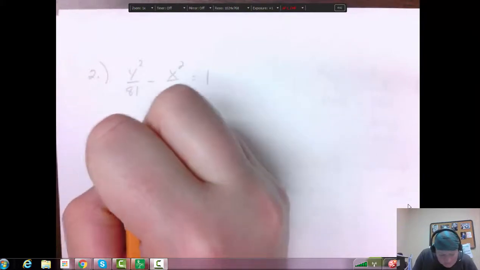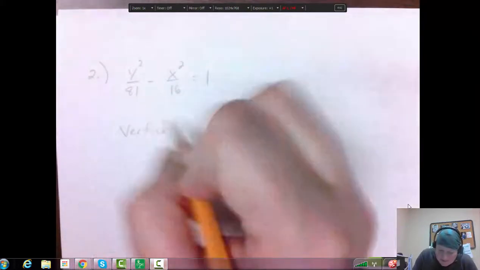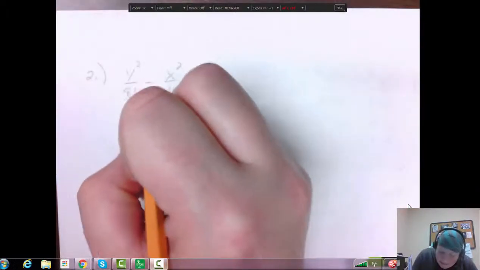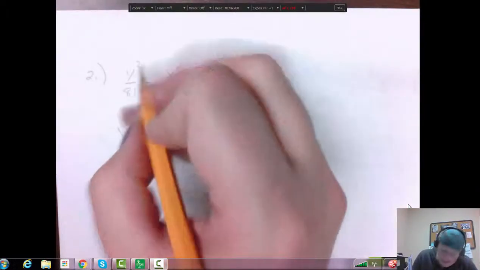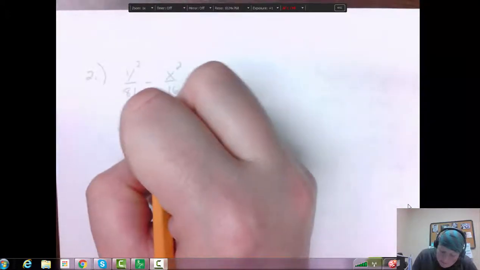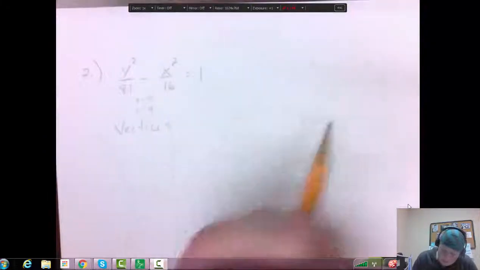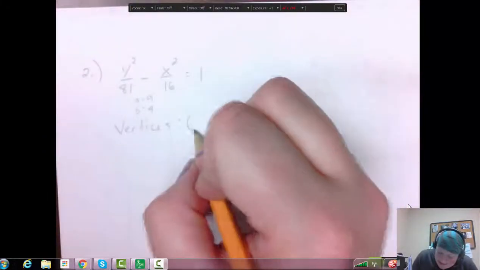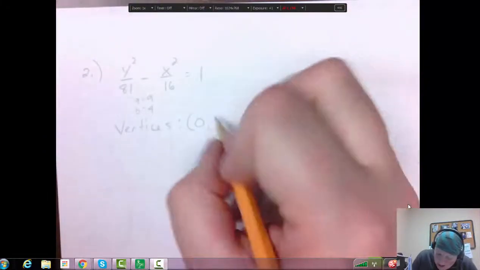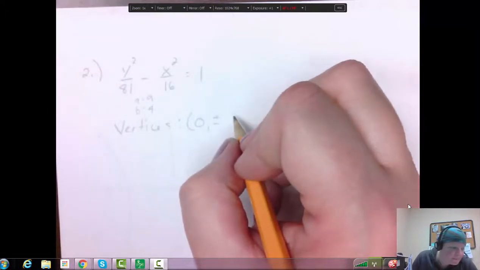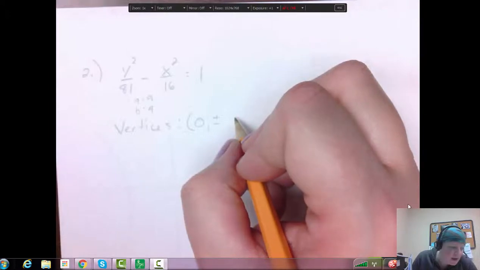Let's start with those vertices. And that's just going to be how far out you go, right? Or we're going this way this time. And that's going to be our A. So, what's our A? What's our B on this one? A is the square root of 81, which is 9, and then the square root of 16 for B, which is 4. So it's going to have A squared, B squared. And so our vertices will be found at 0, because they're going to be on the y, plus or minus 9.